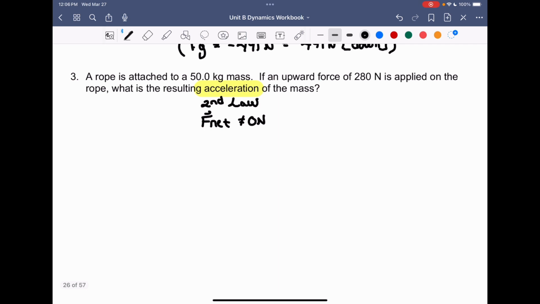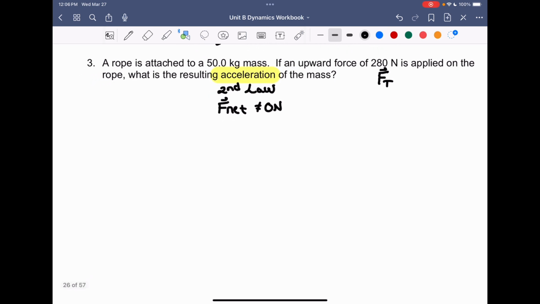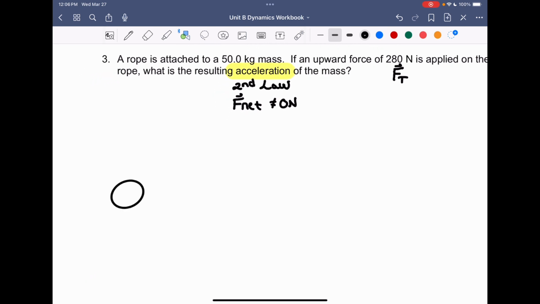We know they gave us a mass, they gave us some sort of applied force or some sort of tension force here. And so I'm going to call this the Ft, because they said a force is applied in the upwards direction on this rope. What is the resulting acceleration on the mass? Well, let's actually just figure this out here. So we're going to put our free body diagram just like we always do. So off to this margin here, I'm going to put a ball, and I'm going to make that a little bit better.